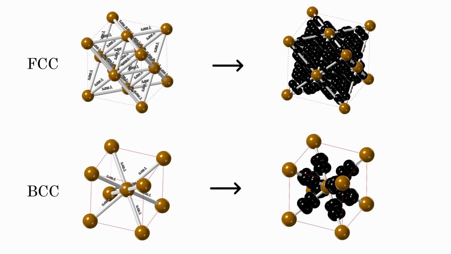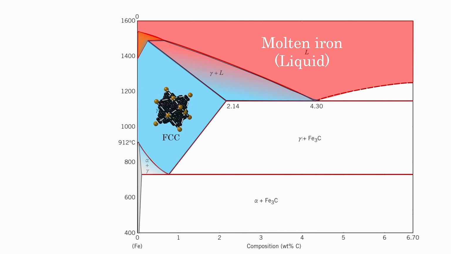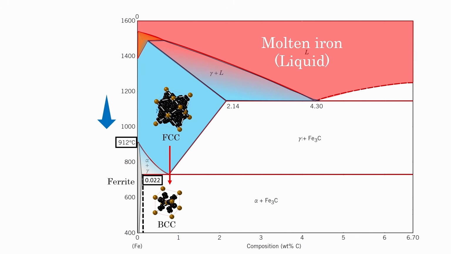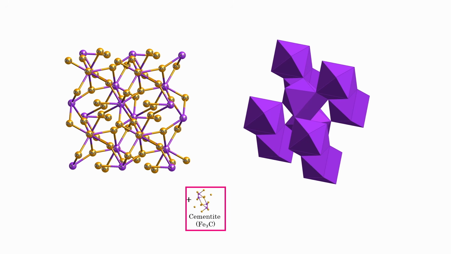But FCC austenite is stable only at high temperature. As the steel cools below 912 degrees Celsius, the FCC crystal starts converting back into BCC ferrite. But the ferrite can hold only 0.022% of carbon. So all the extra carbon must separate out. So where does it go? It forms a new phase called cementite, a very hard and very brittle iron carbide. This cementite increases the hardness and strength of steel.